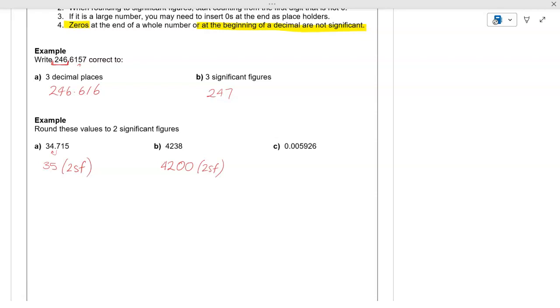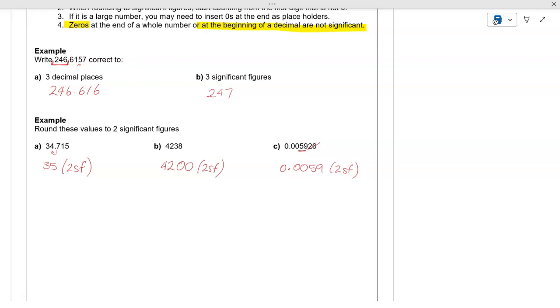And lastly here I have a small number. So as I said, I start from the left and I work my way along. Look for my first 2 non-zero numbers. So these are my first 2 non-zero numbers. The next number is a 2. It's less than 5, so they're going to drop away. So I end up with 0.0059 to 2 significant figures. So it does change a little bit when I have a smaller number or a decimal, because I'm looking for, as I've said, those first non-zero numbers.